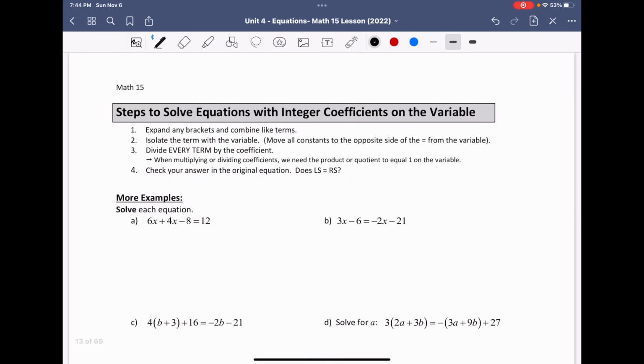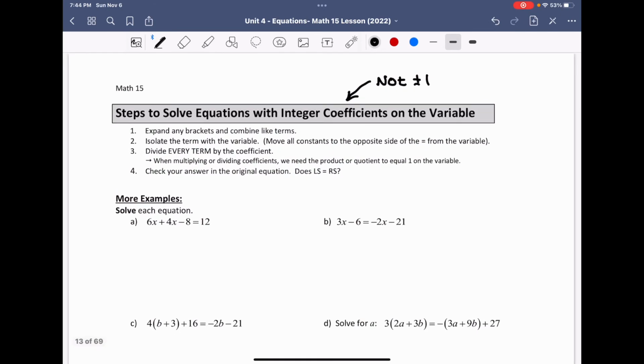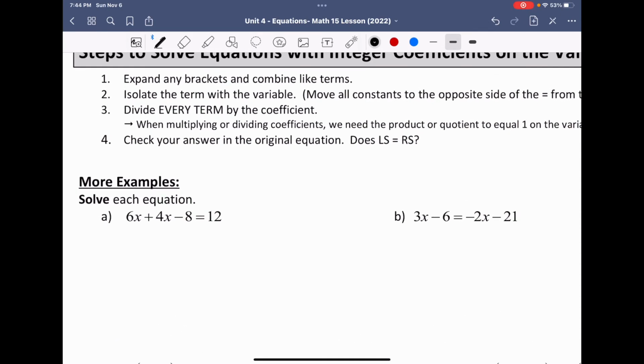All right, steps to solve equations with integer coefficients on the variable, or things that are not plus or minus 1. I mean, they could be, but when we talk about integer coefficients, typically what we're going to say is that, at least when we originally give the statement, they won't be plus or minus 1. So in order to do this, we need to expand the brackets and combine like terms or multiply. We then need to isolate the term with the variable, divide every term by that coefficient on the variable, isolating just that variable, and then check: does our left-hand side equal our right-hand side given whatever x value?